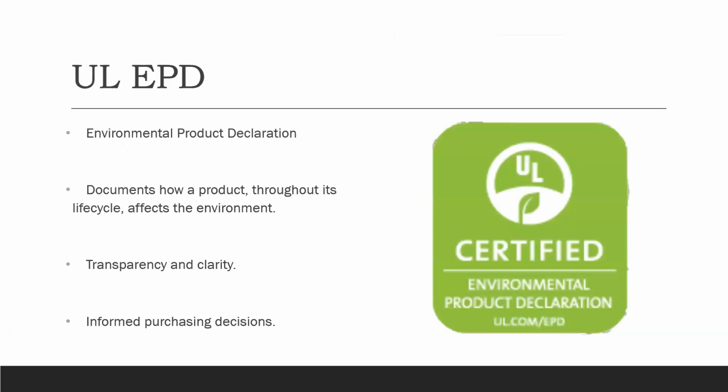Now, environmental product declarations, or ULEPDs, document how a product throughout its life cycle affects the environment. The goal is that architects or those buying the products can make informed decisions. So this is kind of replacing LEED, which I'm sure most of you are familiar with, but it can also be a supplement if you still need those LEED documents. Essentially, it's going to break down all the materials that go into the door from the start to the finish.